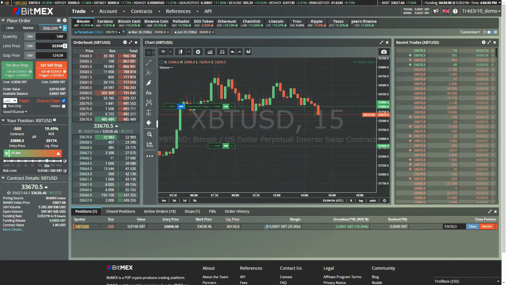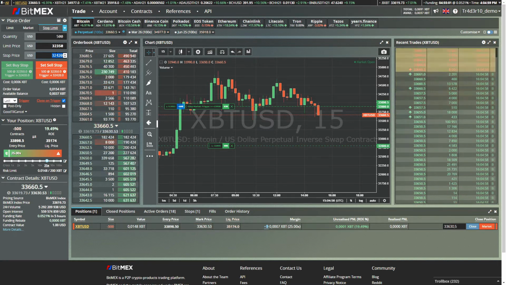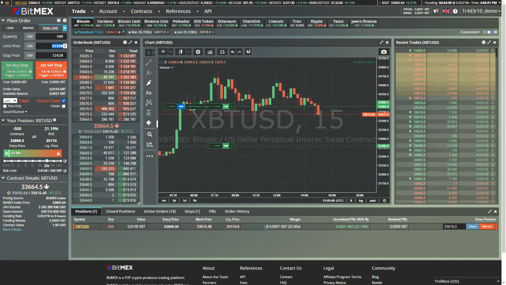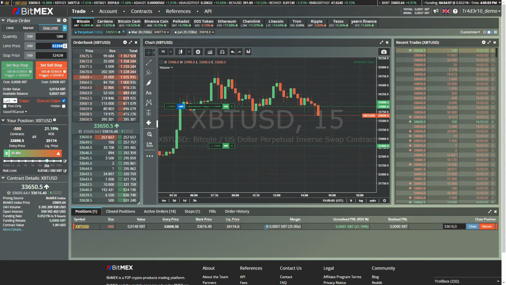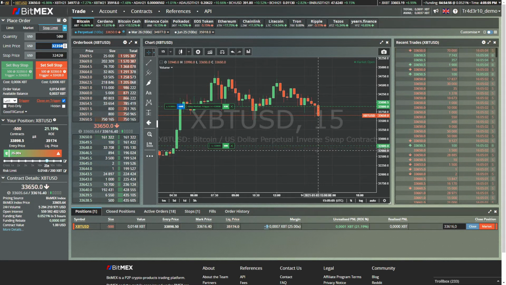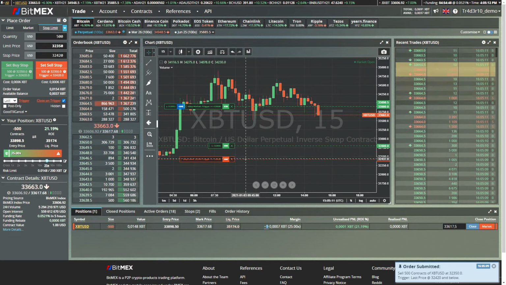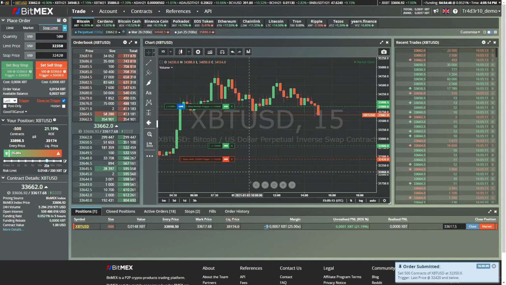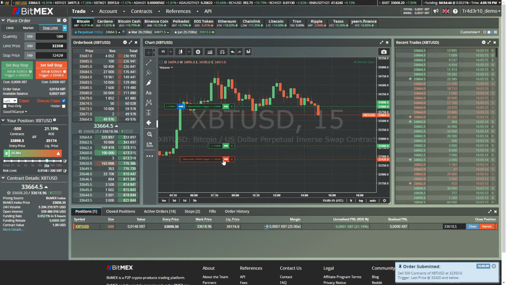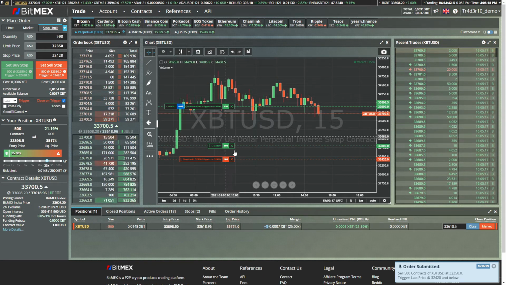But now, when we are going to 32,420, if we are going there, this will set a limit sell below current price. So it will still act as a market order. But if price is going lower than this, it will not actually fill unless we come up again.